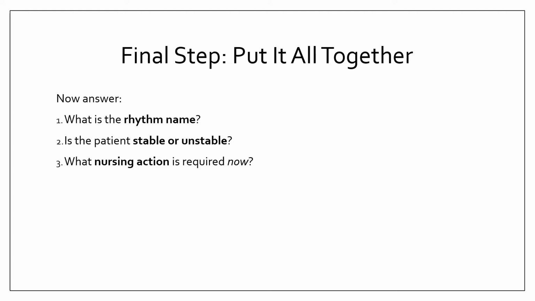You always want to assess your patient, not just the monitor. Some signs of instability include hypotension, any altered mental status, chest pain, and shortness of breath, signs of poor perfusion. Sometimes a rhythm that looks scary may be stable, and a rhythm that looks normal may not be.